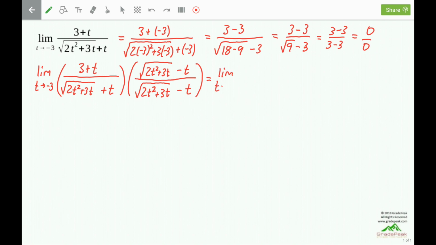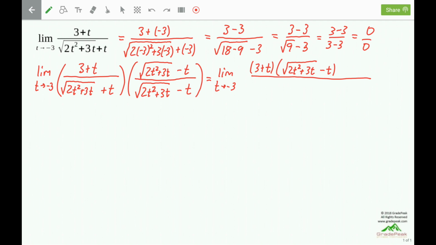And we have limit as t goes to -3 of, in the numerator those are not conjugates, so we will not want to FOIL that out. We'll leave it exactly as we see it. They are multiplying each other, but we'll keep it factored. In the denominator, we do have root conjugates. We will FOIL those out.